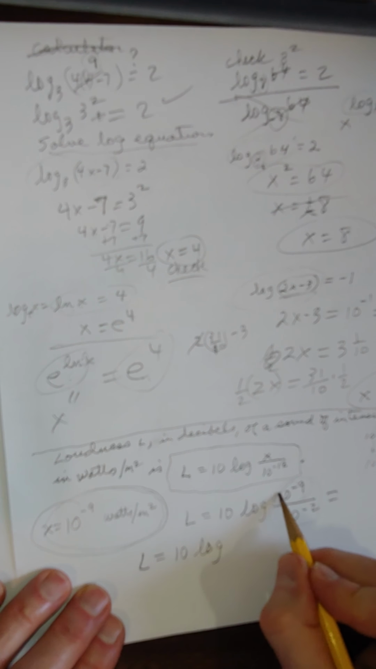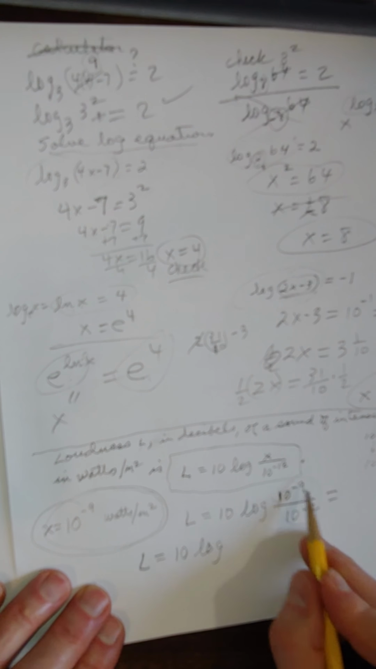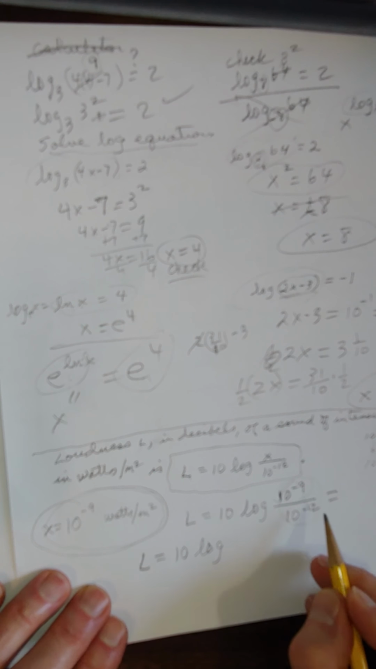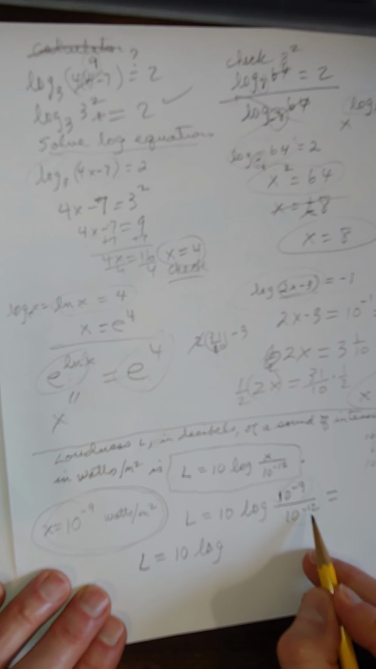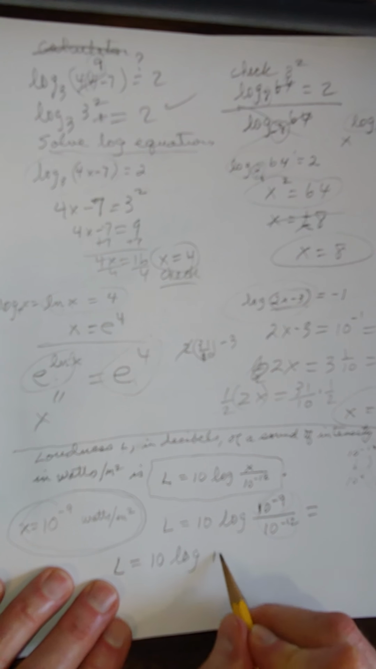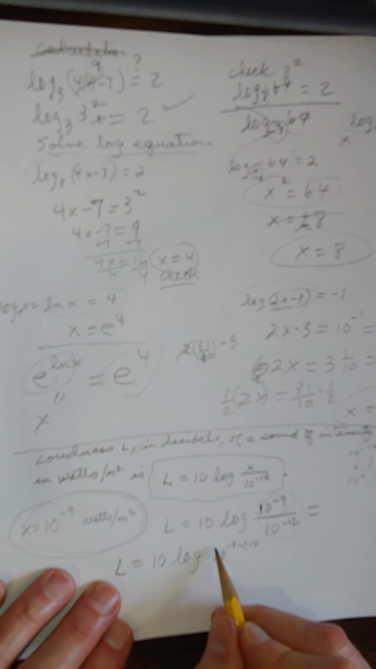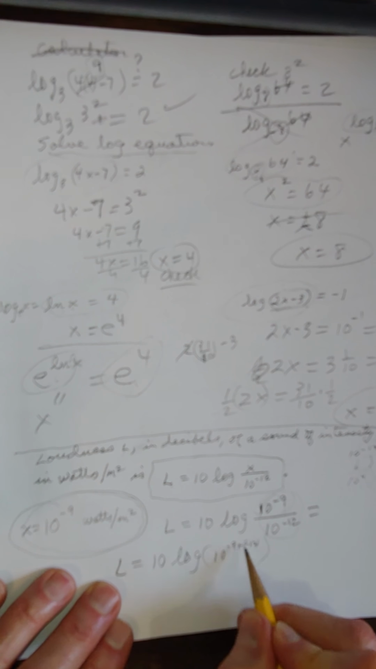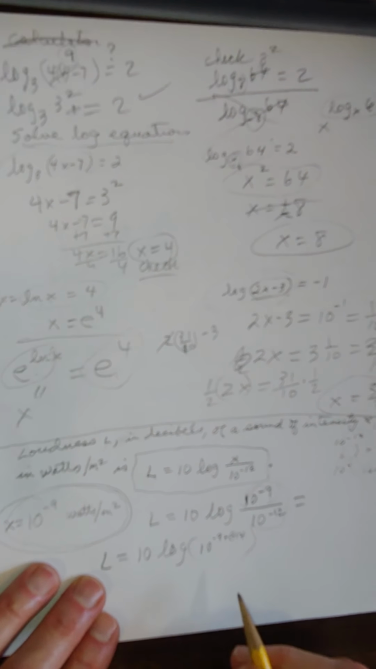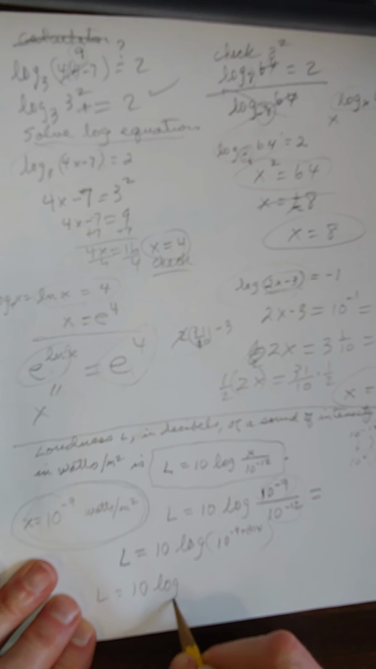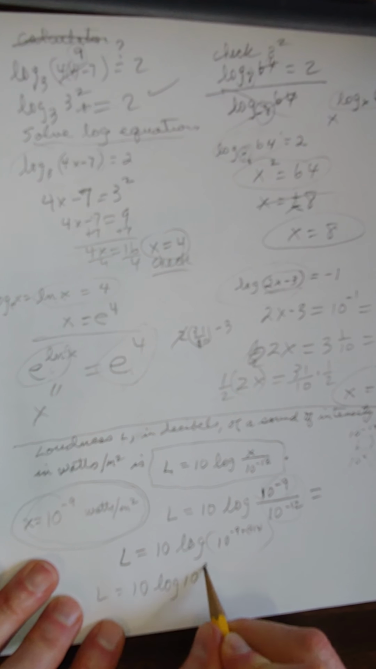Notice this. 10 to the negative 9th over 10 to the negative 12th. That's supposed to be a 12. 10 to the negative 9th over 10 to the negative 12th is equal to 10 to the negative 9th minus a negative 12. Remember, you subtract the exponents. That's negative 9 plus 12. That's 10 to the 3rd. So loudness is 10 times log base 10, common log, of 10 to the 3rd.